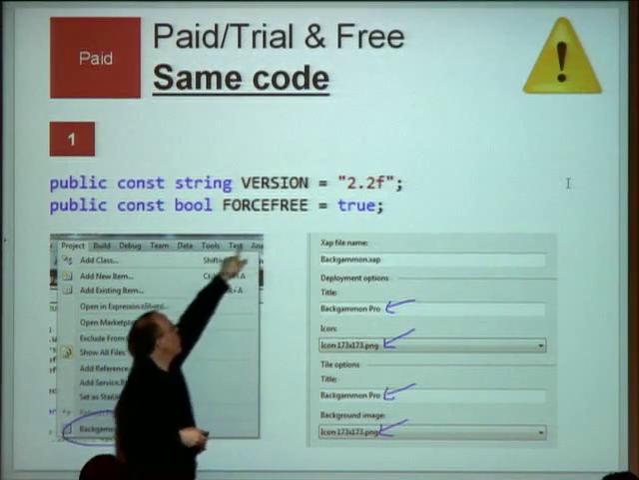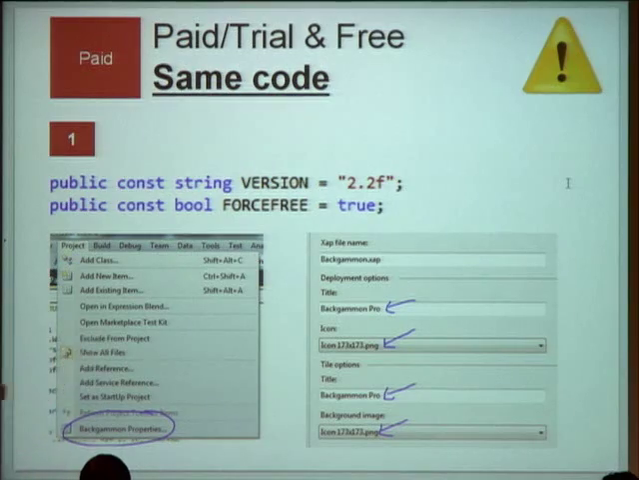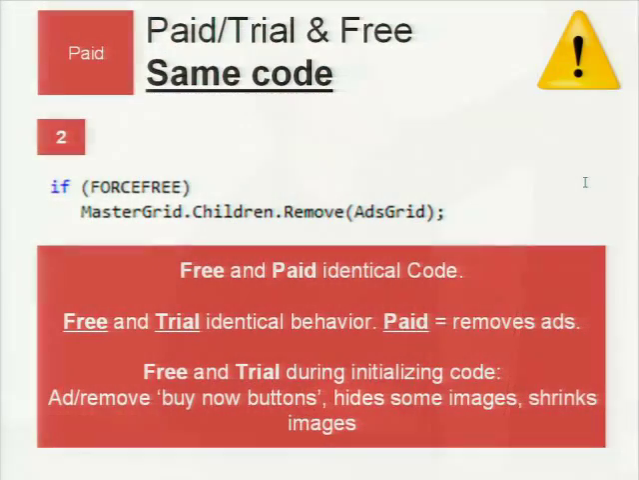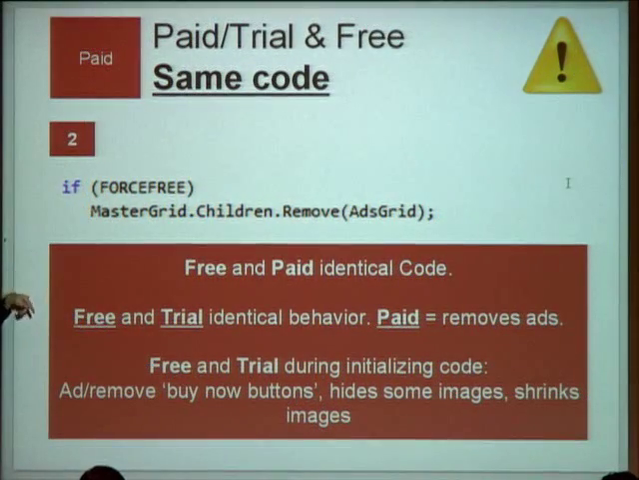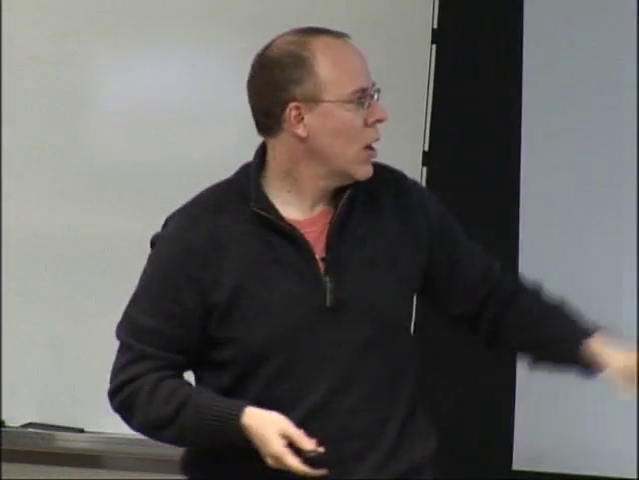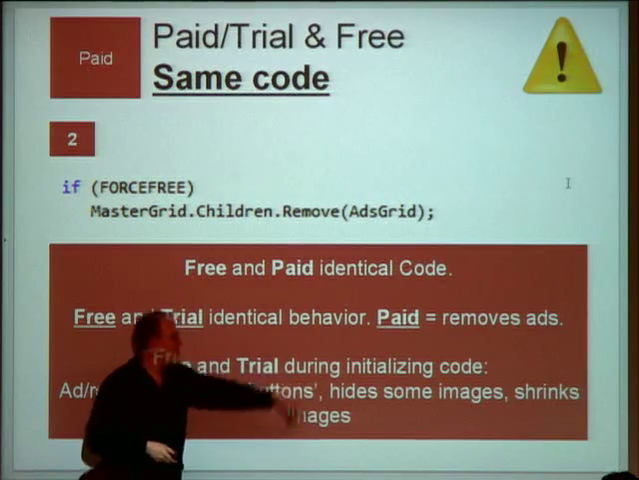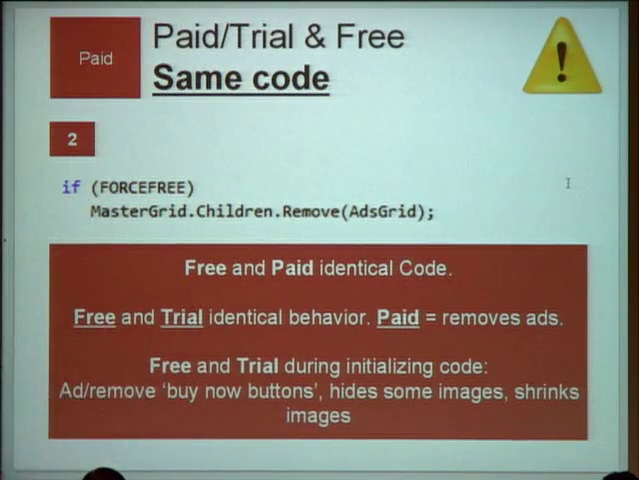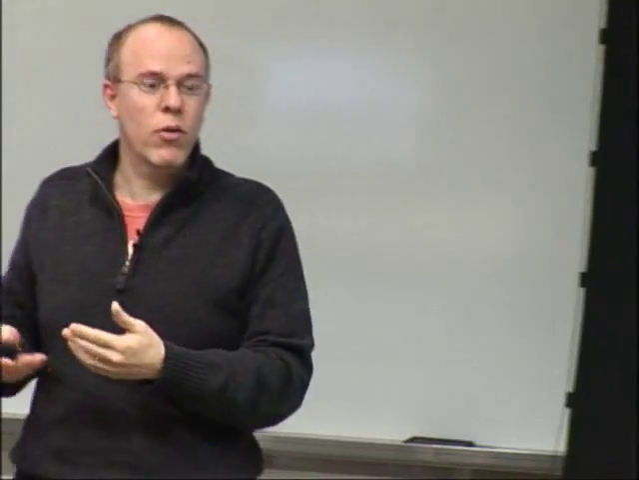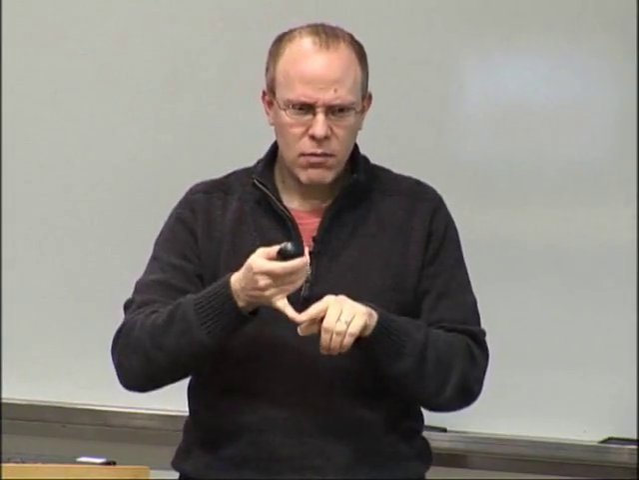And inside the code, I change force free to yes or no. And then what happens is inside the code, I do things like that. If that variable was defined, then during runtime, when I am initializing the code, what do I do? I remove buttons, add buttons, hide images, shrink the screen, things like that. So basically, I only have one version of the code for the paid. And there, paid hides things. Trial and free are identical.